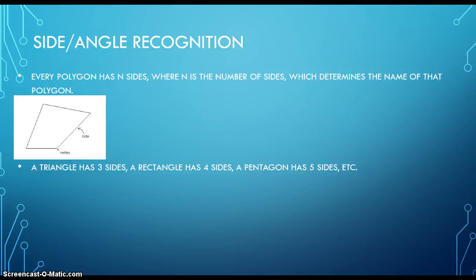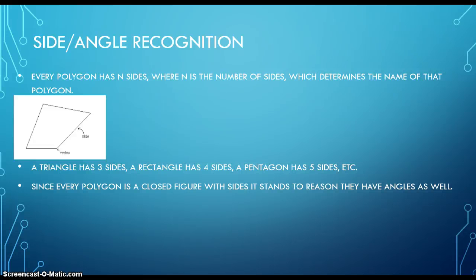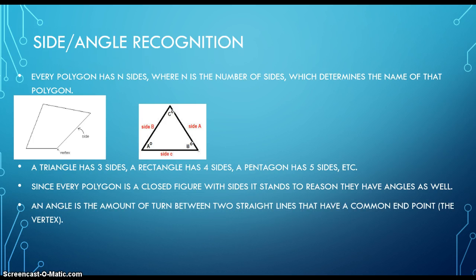Now here's a picture of a four-sided figure, and it shows this thing called a vertex, which we'll get to later, and then where the actual side is. Since every polygon is a closed figure with sides, it stands to reason that they also have angles. In this next picture, there are 3 sides and 3 different angles, all labeled A, B, and C. This example works well because it is a triangle, which is the focus of the upcoming class.